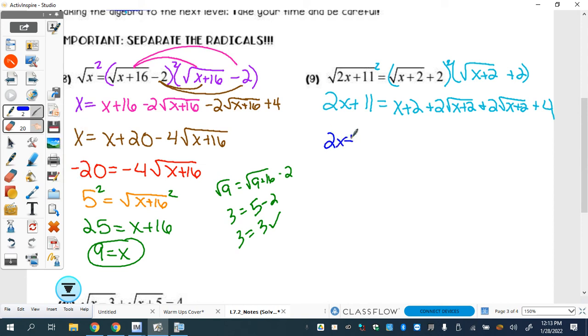Okay. So we got x plus 6, because you got the 2 and the 4, plus 4 radical x plus 2. So we'll isolate our radical again. So I'm going to subtract my x, subtract my 6. So x plus 5 equals 4 radical x plus 2. To divide by 4 here, that's not really going to help me much. It'll give me fractions again, so I'm not going to divide by 4 here. I'm just going to go ahead and start squaring.